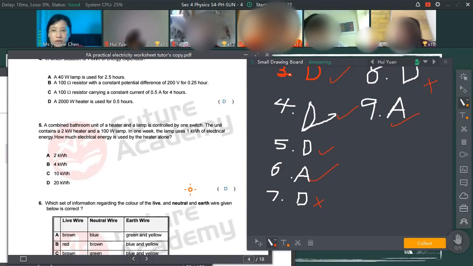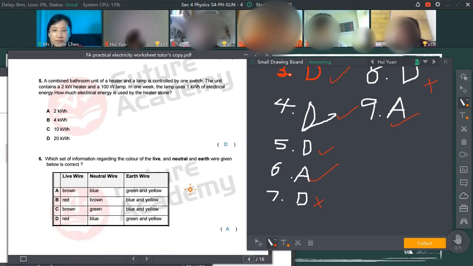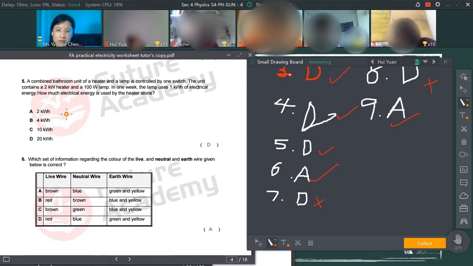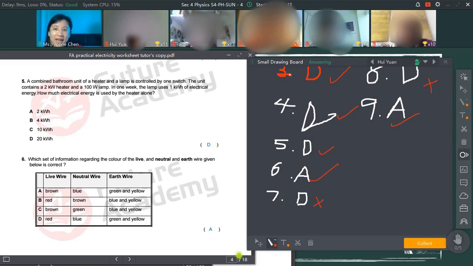Okay, class, you may want to take a look at the answer for question 5, question 6 now. In general, question 5 and question 6 are well done. The answers are D and A respectively. Any question for question 5, question 6, please raise your hand. Click the yellow palm button at the right bottom corner of the screen. Please let me know if you have anything you want to ask. Question 5, the answer is D. Question 6, the answer is A.